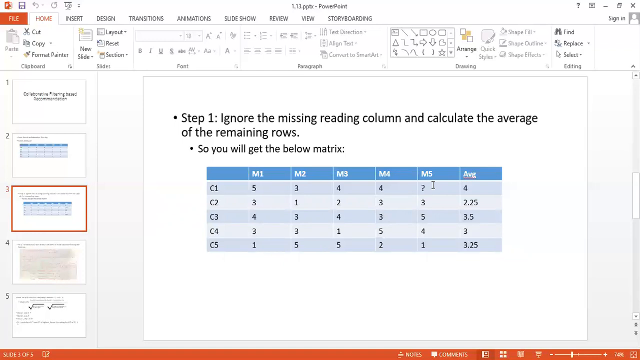So this technique is known as the user based collaborative filtering based recommendation system.